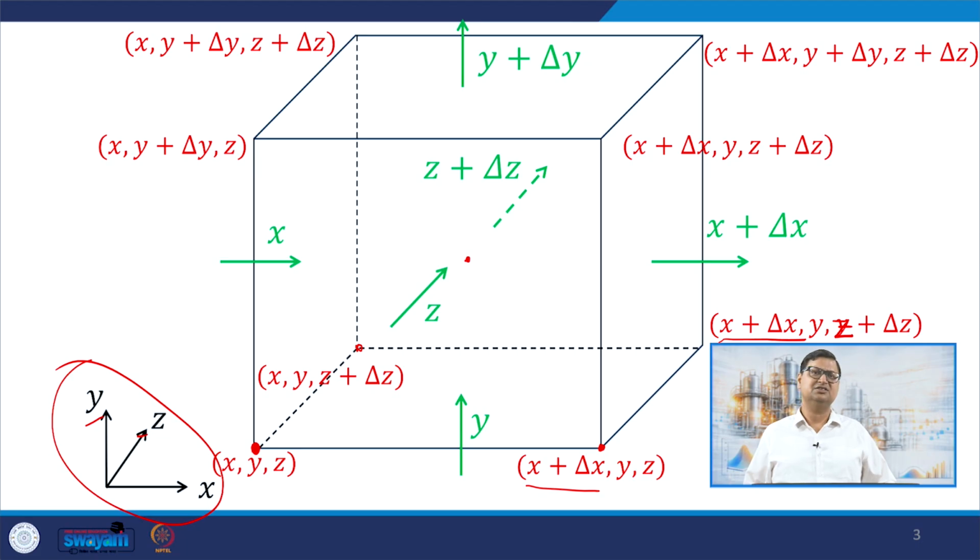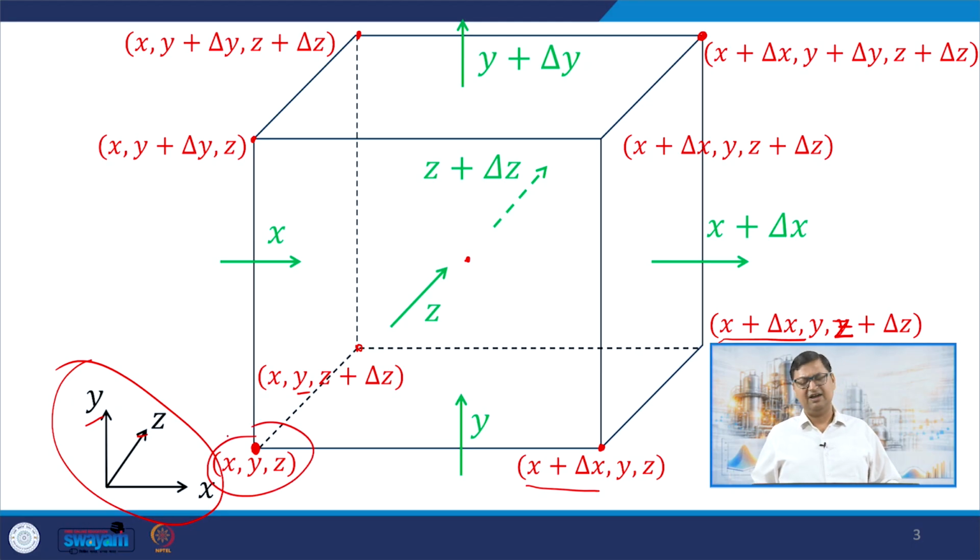The y is 0 for this, that starting point for this. So, we start with y. But then we can also move in the y direction. So, this corner is x, y plus delta y, z. This is x, y plus delta y, z plus delta z. And this will be x plus delta x, y plus delta y, z plus delta z. This is the diametrically opposite corner to x, y, z, and things like that.